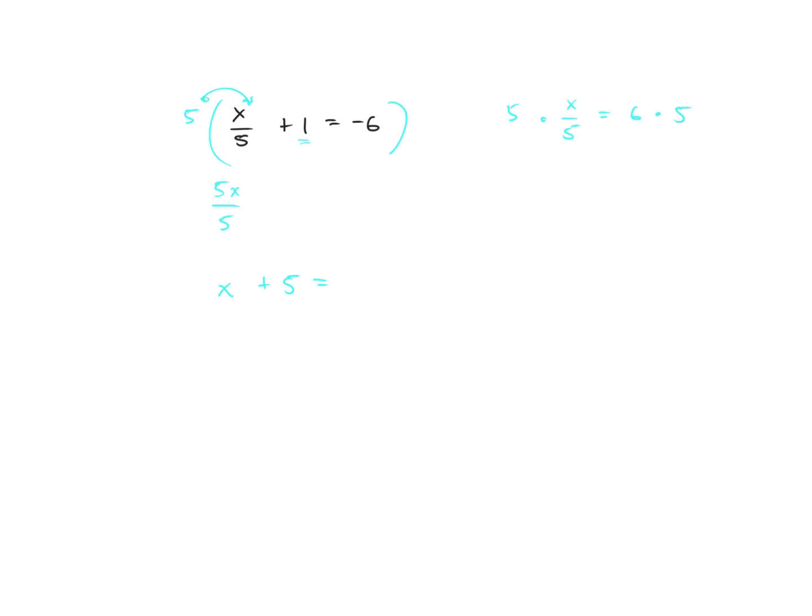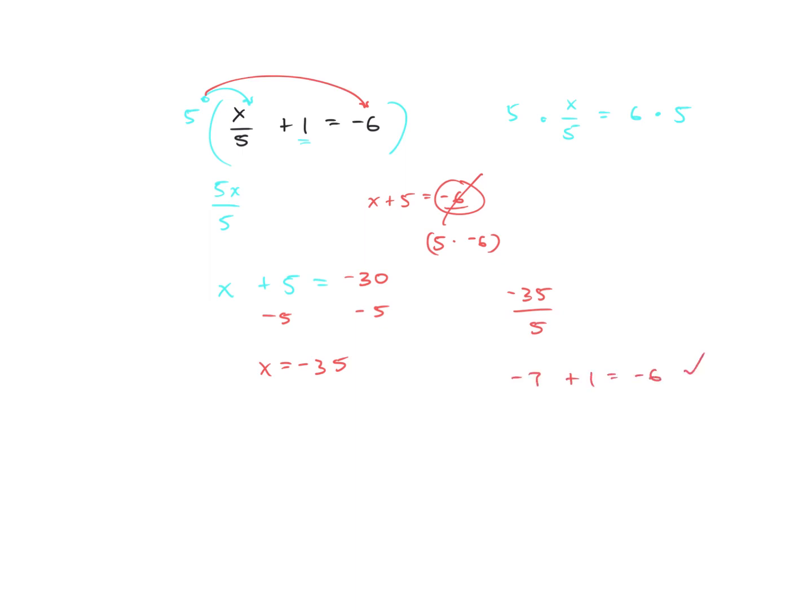And then the common mistake is we're going to write this x plus 5 is equal to negative 6, and we're not going to distribute all the way here. We may run into some mistakes here, and we may lose our sign as well. So make sure you're really doing that 5 times negative 6, and you're distributing all the way through. And we're getting a result that is correct. x equals negative 35. This one I could check real quick just to show you. Negative 35 over 5 is negative 7. Negative 7 plus 1 is in fact negative 6. So we do have a good result there.